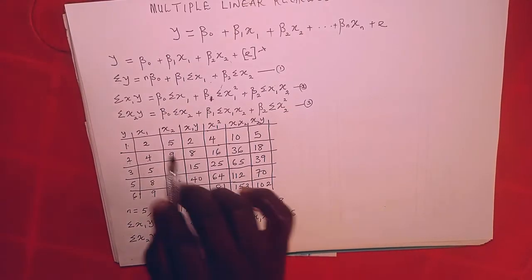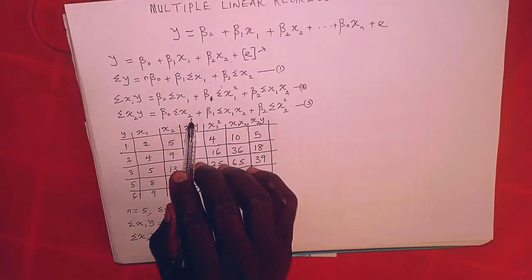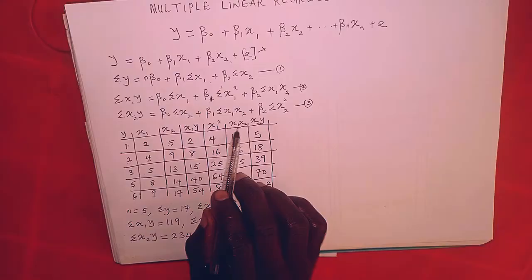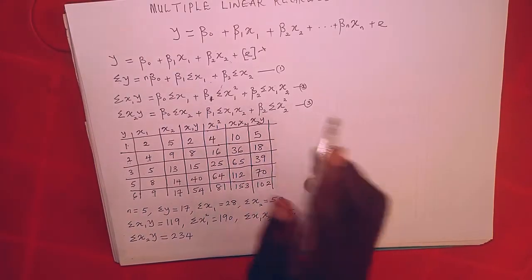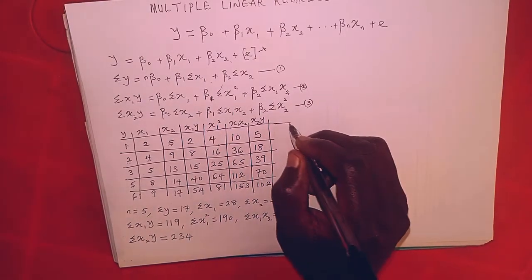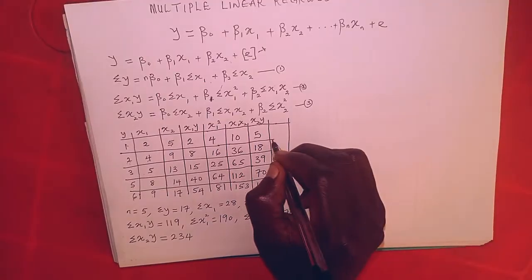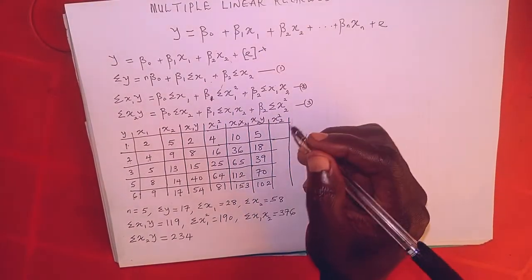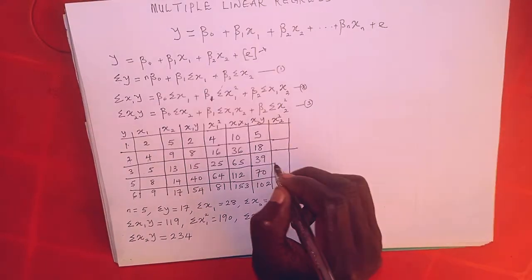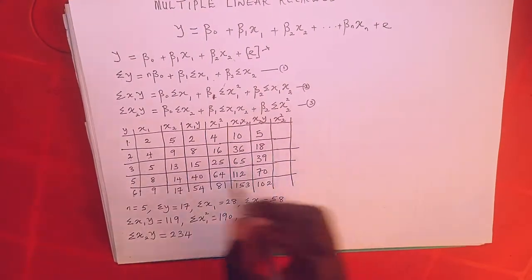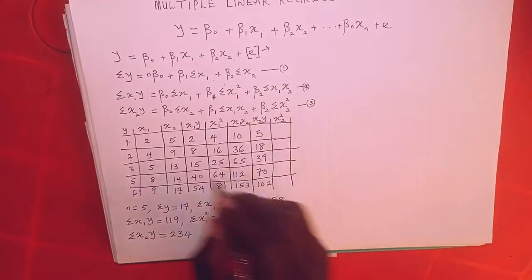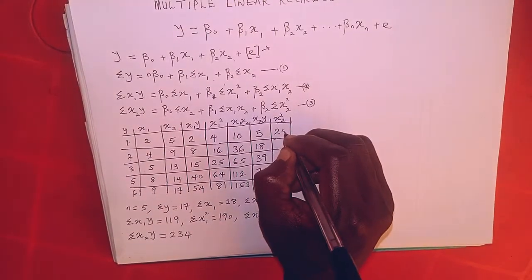234. Then summation x2, we already have x2 here. x1x2, we already have x1x2. Then we need x2 squared. That is the last column we need here. So each value in this column, we're going to square it. So we have 5 squared, and that is 25.